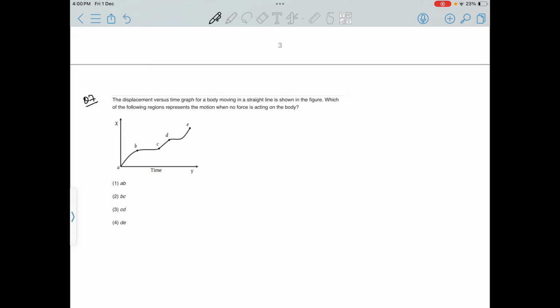Let's see question number 7. The displacement versus time graph is in a straight line. Which of the following represents a motion where no force is acting? No force means F is equal to ma, so acceleration 0. Where will acceleration be 0? Here speed is increasing, starting from rest. Speed is dx by dt.